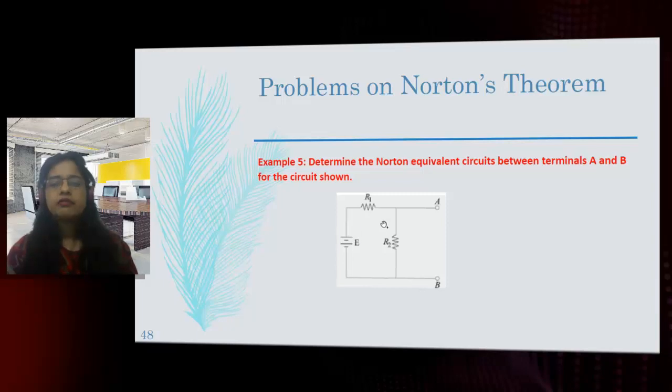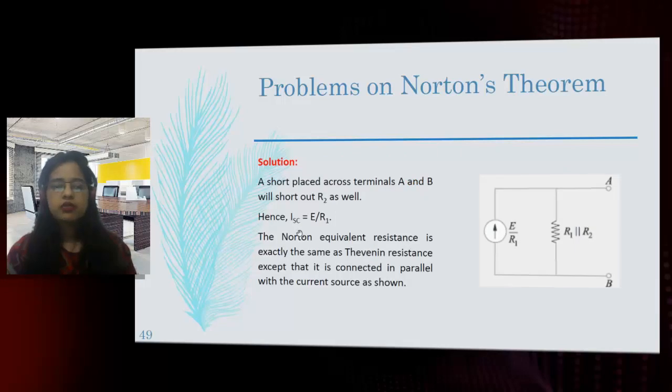So what is the current flowing? Here there is no resistance. Here this is R1 resistance. So what is the current? It is V by R. So it is E by R1. So the short circuit current flowing will be E by R1.